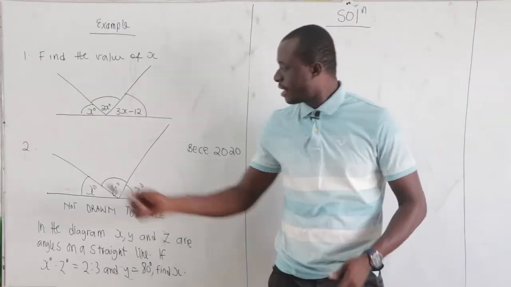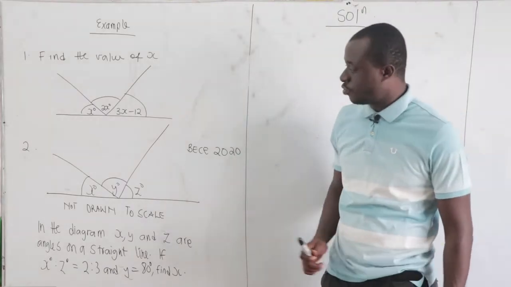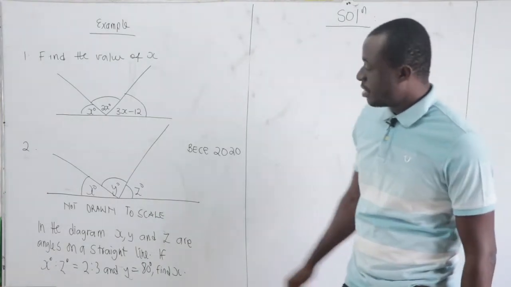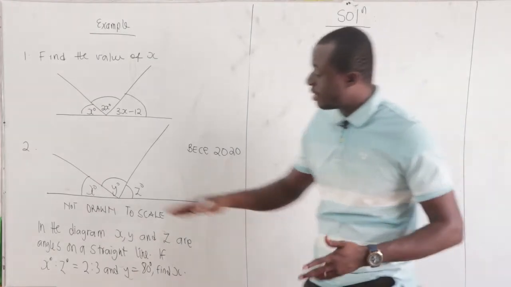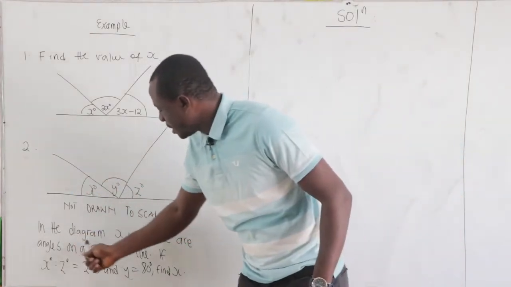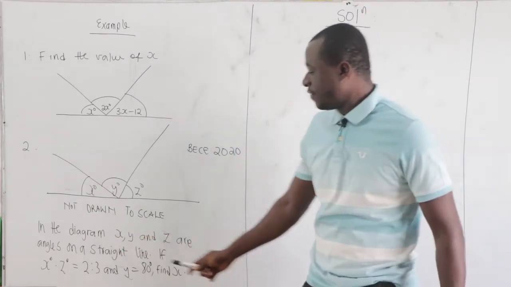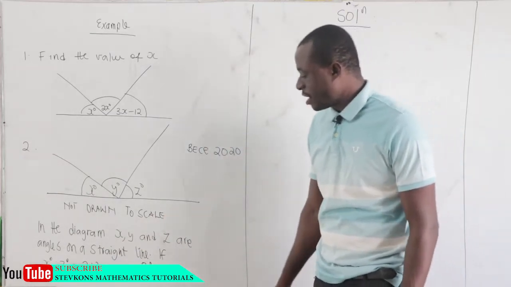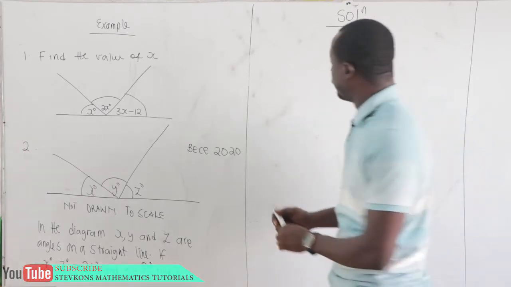Now let's consider the second question. The second question is a past question, which is BECE 2020. Now we have this straight line. We are being told not drawn to scale. So x degrees plus y degrees plus z degrees is equal to 180. Why? The sum of angles on the straight line is equal to 180. Now the question is that in the diagram, x, y, and z are angles on the straight line. If x degrees is to z degrees is equal to 2 is to 3, and y is equal to 80, we should find the value of x.